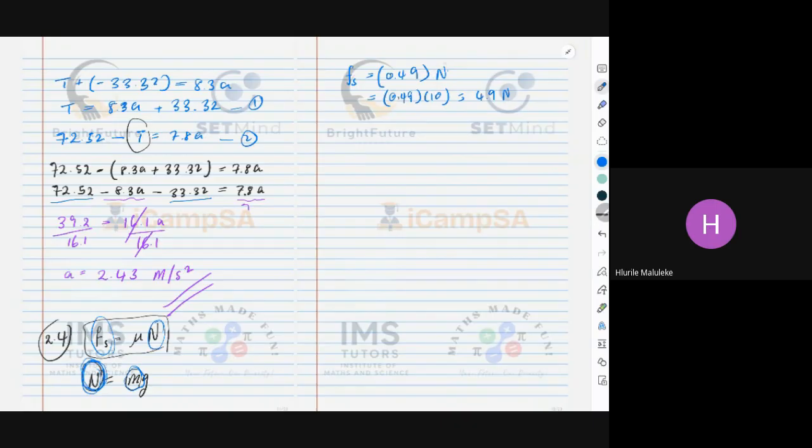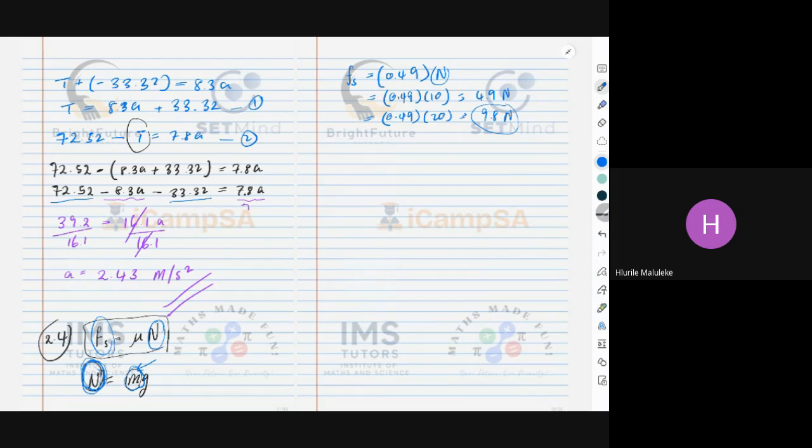But let's say we increase it to 20. So 0.49 times 20 now, that means you have 9.8 newtons. So you see it has increased. So that means if you increase this mass here, this static friction is going to increase.